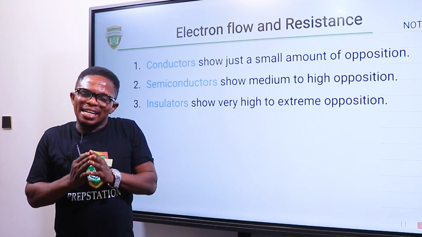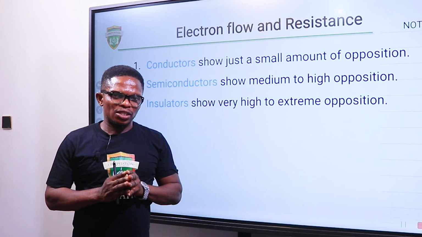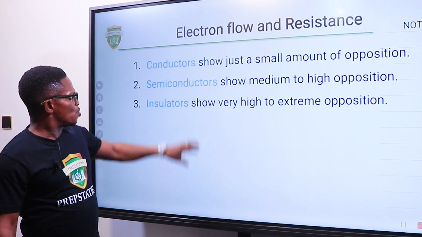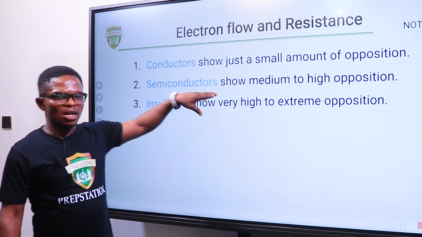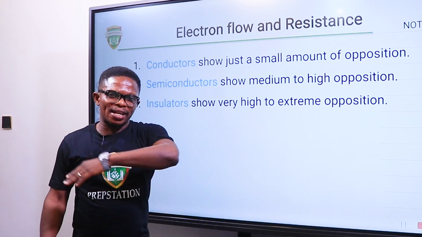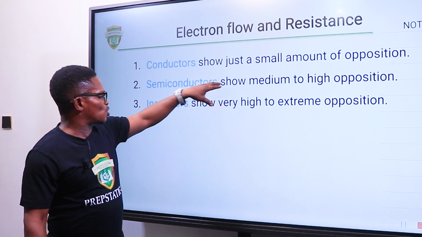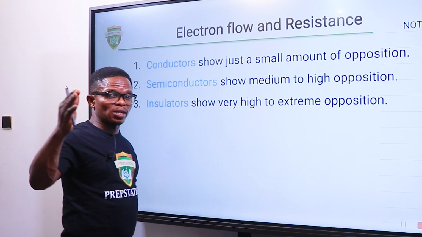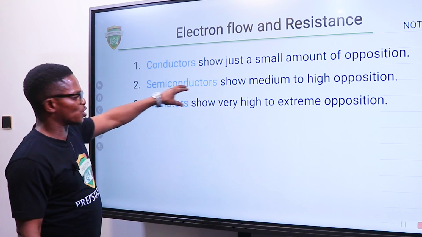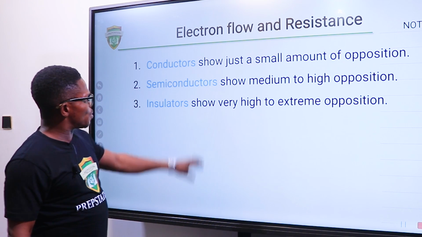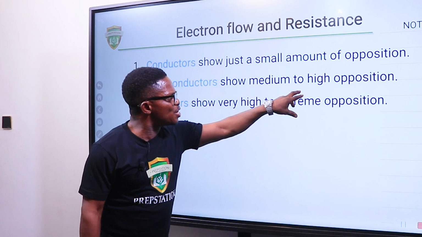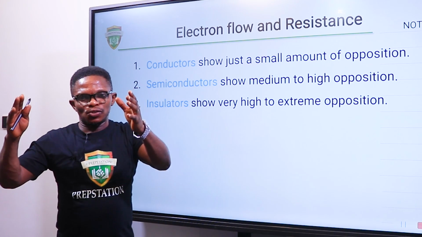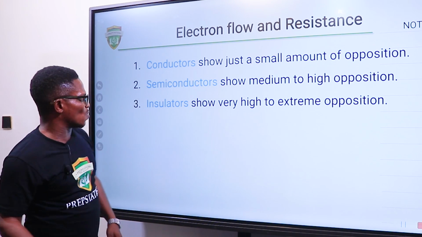It's not as if they completely allow electrons to pass. No, just a small amount of opposition. And then semiconductors, of course, they stand in between. You can find conductors on the periodic table in the transition elements. Semiconductors actually come from what are called the metalloids. They are in between the metals and the non-metals. An example is silicon and germanium used in producing semiconductors. This category shows medium to high opposition. Semi means half, so they are partly insulator and partly conductor. Are you getting it now?